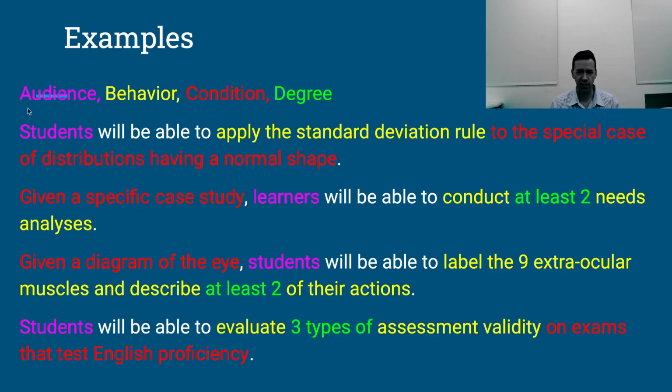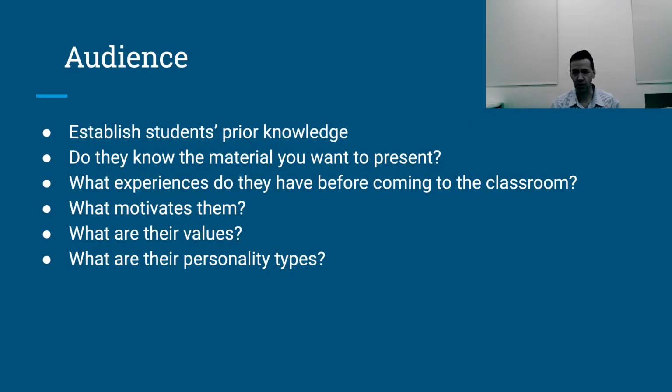It can actually just be audience and behavior, and maybe degree if you want to add how many times or how fast you want them to be able to do it. Now, let me go through these first, and then we'll go through Bloom's taxonomy.